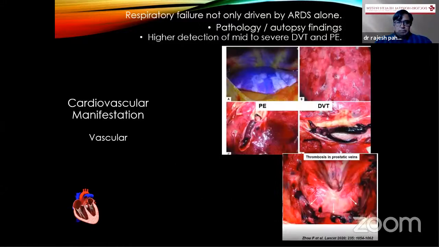So the respiratory failure in COVID-19 patients is not only driven by ARDS, but also by thromboembolic phenomena. And there are various studies describing the autopsy and pathology findings, where they found a very high incidence of pulmonary embolism, or thrombus in the deep veins, as well as thrombus of the prostatic veins.